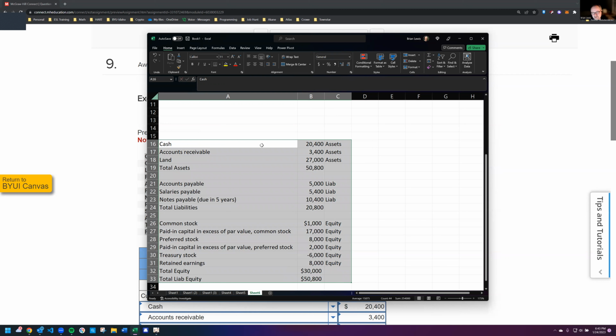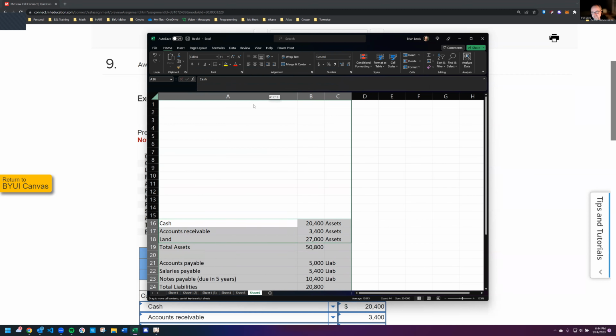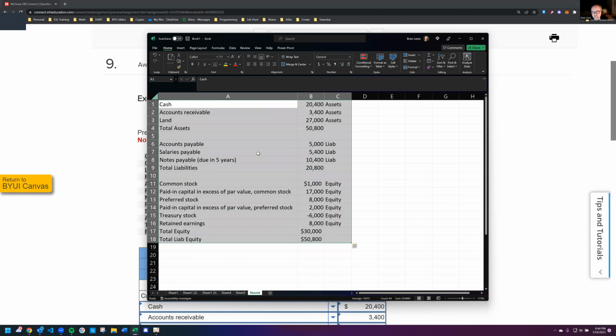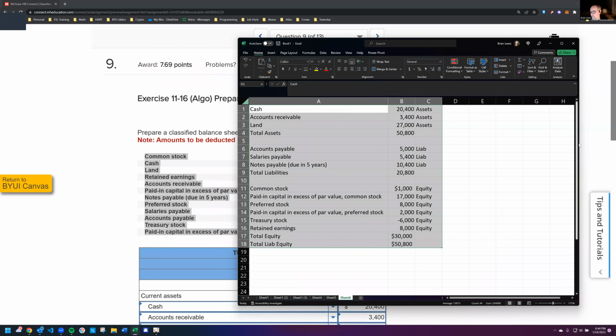You don't have to get it exactly the way I got it in terms of order within the areas of assets and liabilities, but this is just my understanding of how this all comes together in a traditional way. And so then we can see over here how well I did.